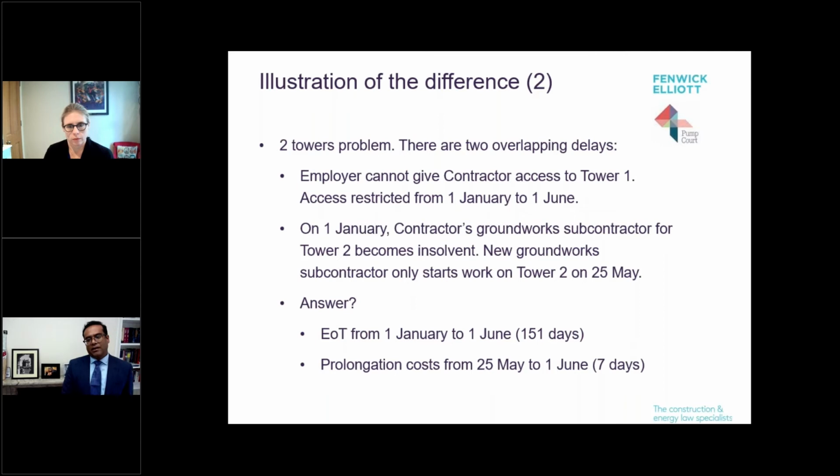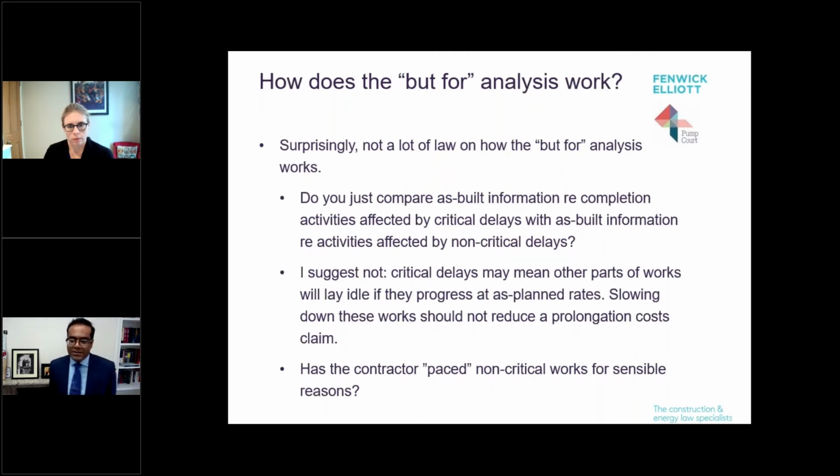Now, on this next slide, I'm going to do a cardinal sin of webinars, because what one should do on webinars like this, especially extremely well-attended ones such as this one, is not to give a view on open questions of law. However, I am going to do that here. There is not a lot of law on how the but-for analysis works in relation to prolongation cost claims, surprisingly, because these are very common claims. How do you set it up? How do you set up the analysis?